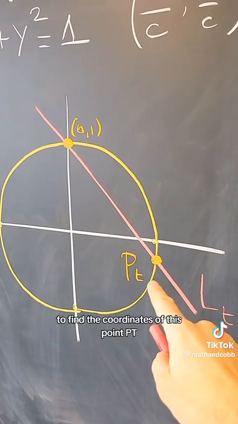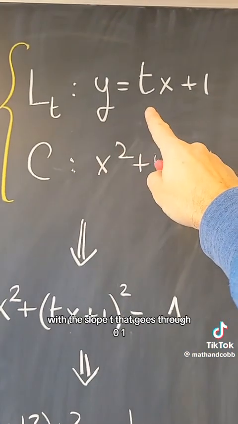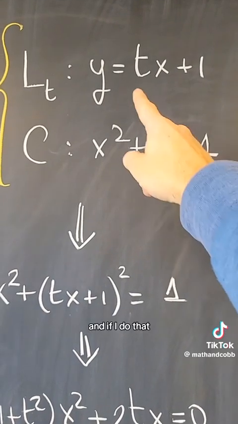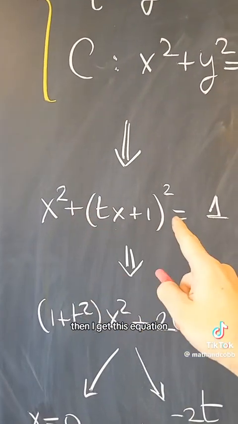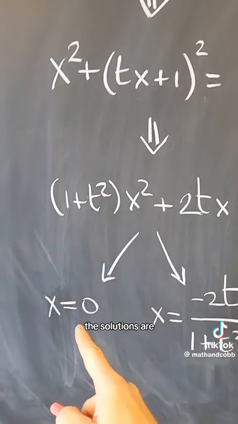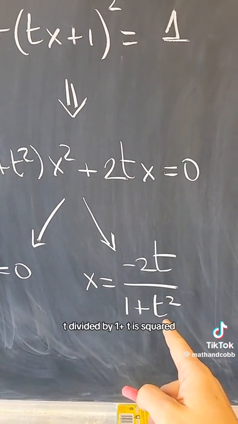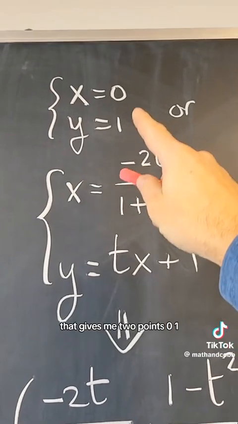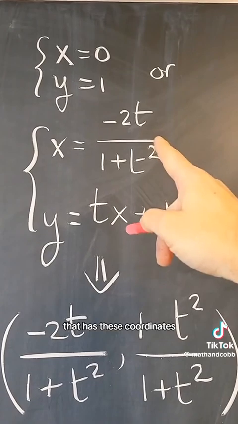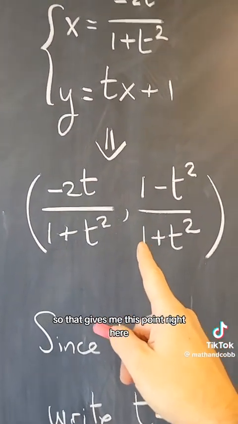To find the coordinates of this point P_t, what I have to do is intersect the line with slope t that goes through (0, 1) with the equation of the circle. If I plug y in here, I get this equation, and if I simplify this, I get this quadratic that I can easily solve. The solutions are x equals 0, or x is minus 2t divided by 1 plus t squared. That gives me two points: (0, 1), which I already knew, and the second point, P_t, that has these coordinates. The x coordinate and the y coordinate will be given by the equation of the line. So that gives me this point right here.